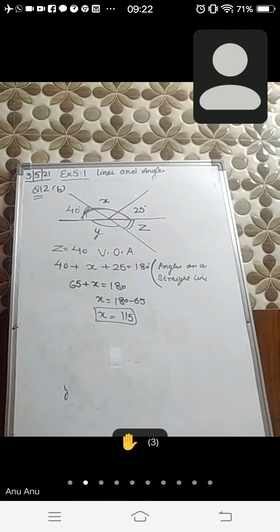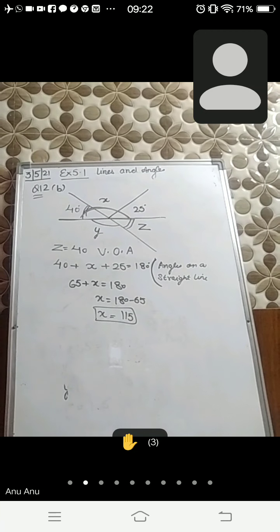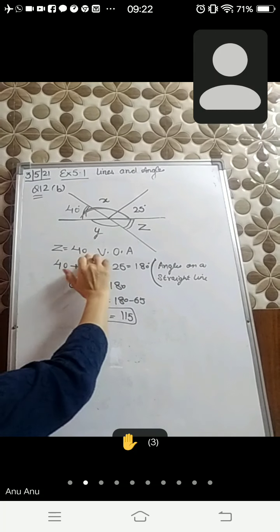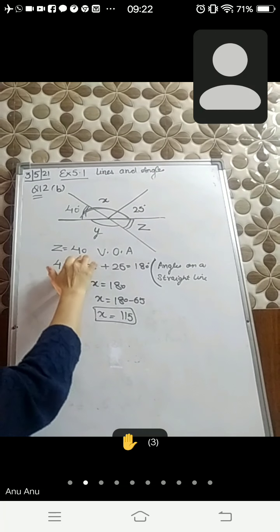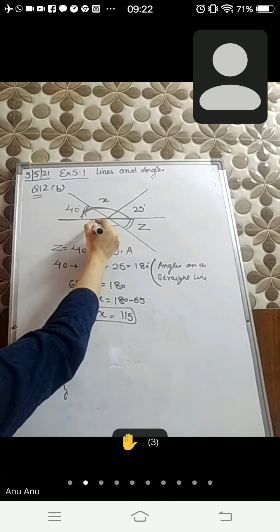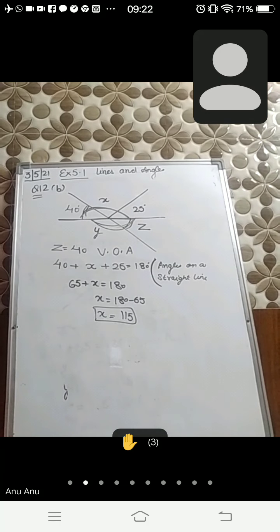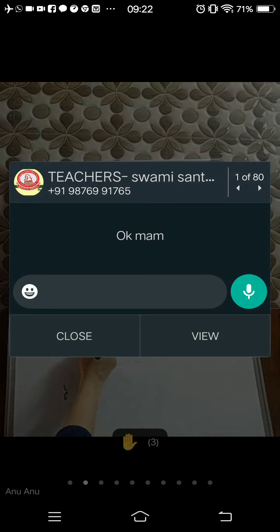We have got the value of X. Z you have already got as 40. Can we say that Y plus Z will give you a linear pair? Y plus Z is equal to 180 as a linear pair. Or instead of this concept, you can use the vertically opposite angle again, as Y is equal to X plus 25. You can use this also.